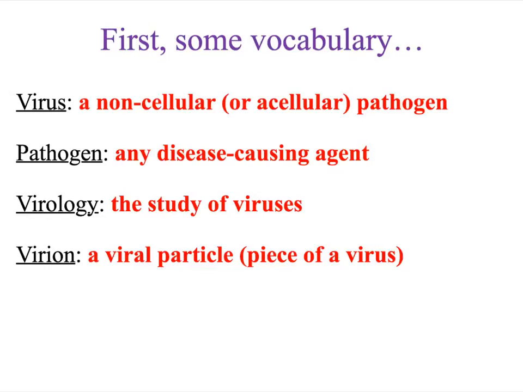Now then we have this other word, pathogen. Okay, so what is a pathogen? A pathogen is any disease-causing agent. So a pathogen can be a virus, it can be a bacteria that makes you sick, a fungus that makes you sick, a protist that makes you sick. Anything that can cause disease or make you sick in some way is considered to be a pathogen.